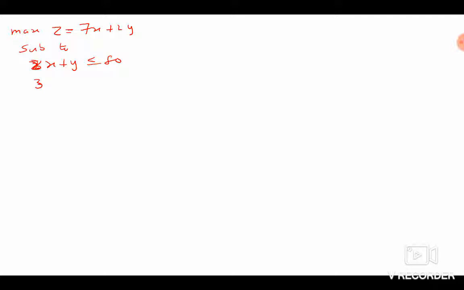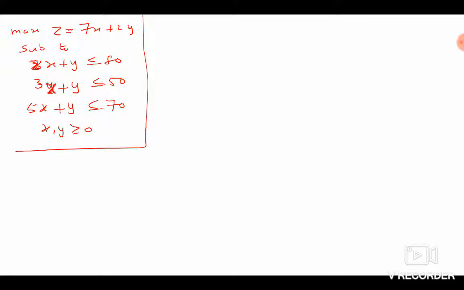2x plus y, and then 3x plus y is less than or equal to 50, and 5x plus y less than or equal to 70, and finally x comma y greater than or equal to 0. This is the given LPP. Now we are going to solve, isn't it? Okay, so what is the condition?